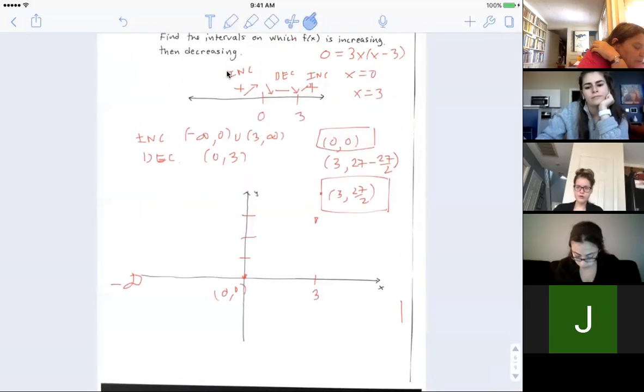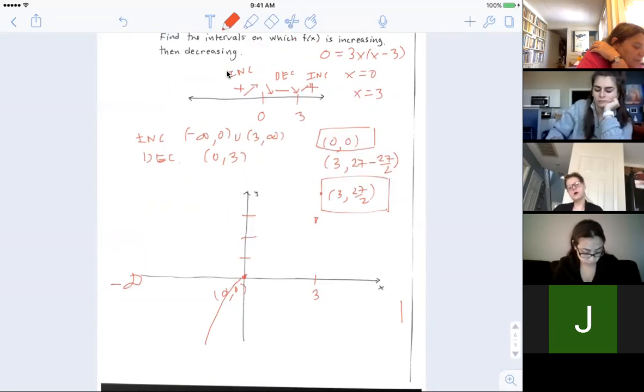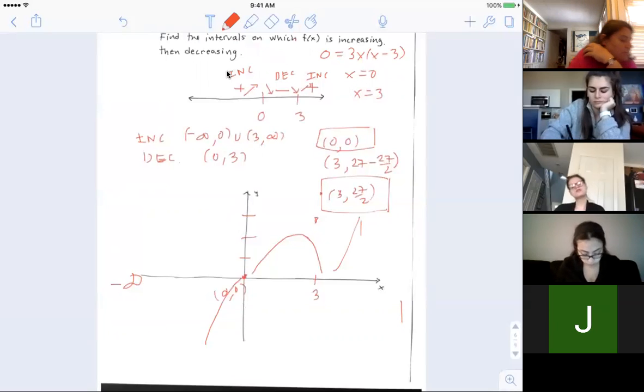So increasing up to that point. So technically it should look like that, okay? It's supposed to be decreasing between 0 and 3. So it should look something like that. And then beginning at 3, whatever the point is at 3, it should go up again. So I've got increasing, decreasing, and increasing.